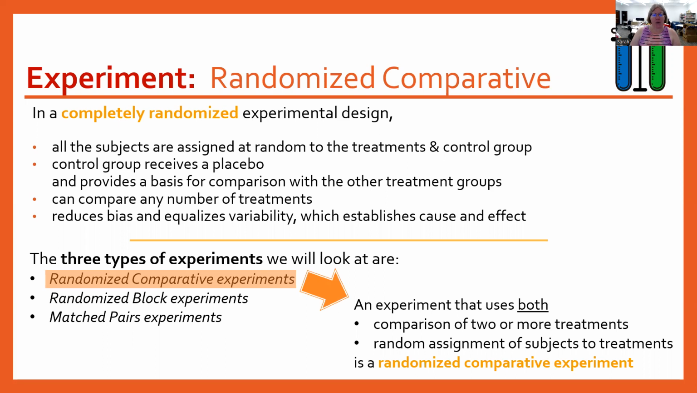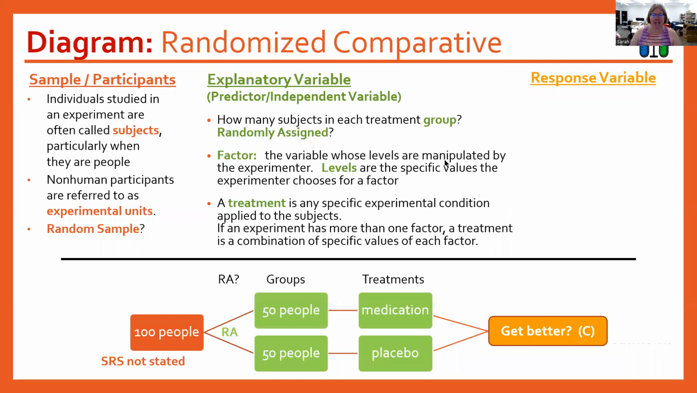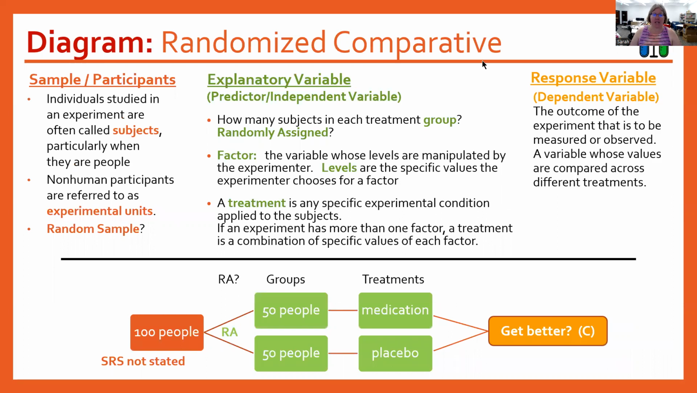We're going to use 2 or more treatments, and we're going to randomly assign our subjects to either the treatment groups or the control group. So this diagram is going to start with our sample, our participants. If we're using humans, we often refer to those as subjects. If they are non-human, so mice or light bulbs or cars, we would refer to those as experimental units.